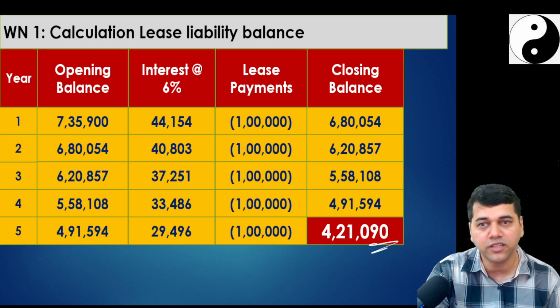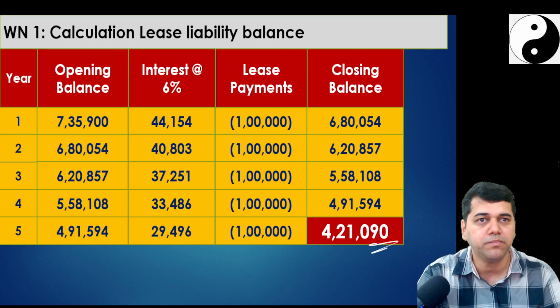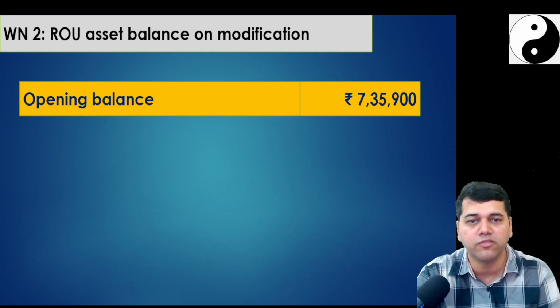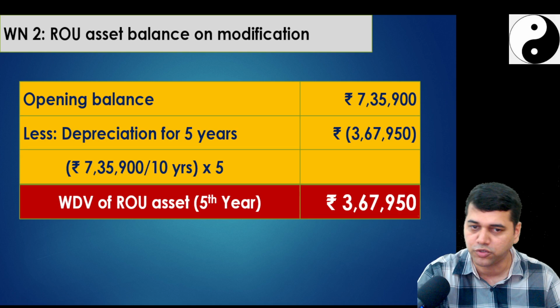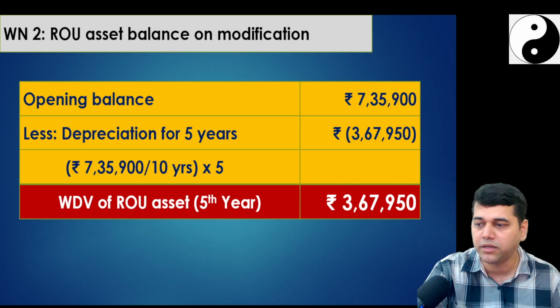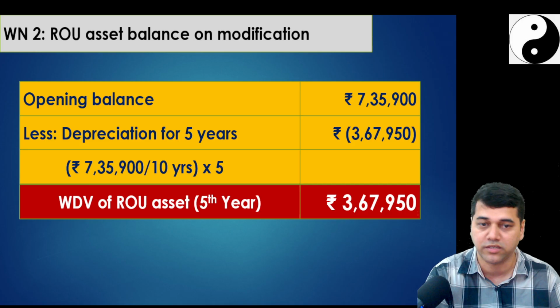Yes, can I proceed further? Just note down this balance. You can do it later. And what is my next step? What should I do next? ROU balance. So my ROU balance will be opening 7,35,900 minus depreciation for 3 years. It comes to 3,67,950. Again, students, you can pause the video and complete, because for me, the next is very important. What we are going to do next.